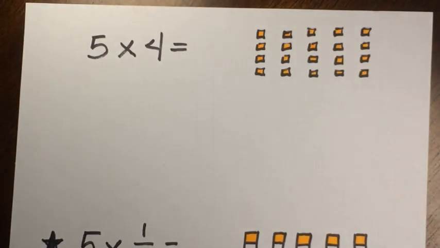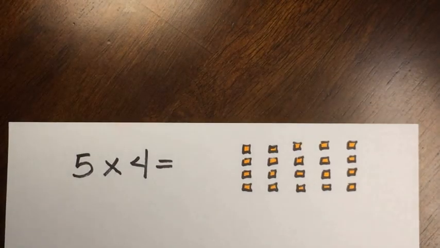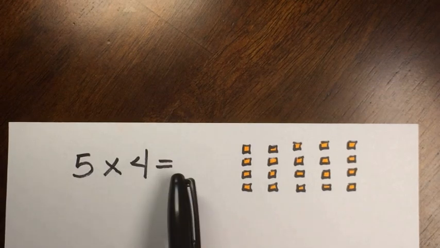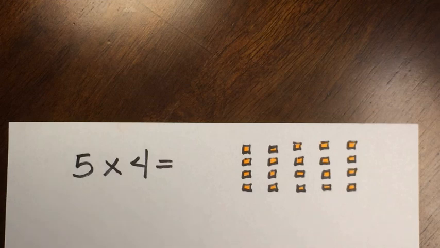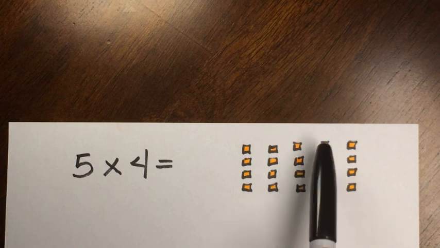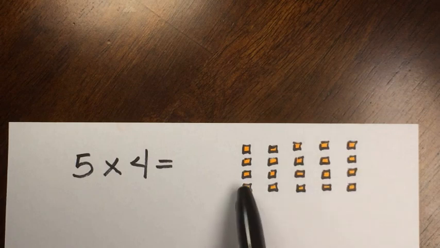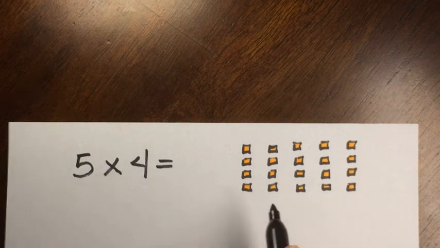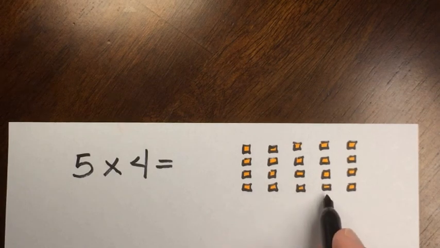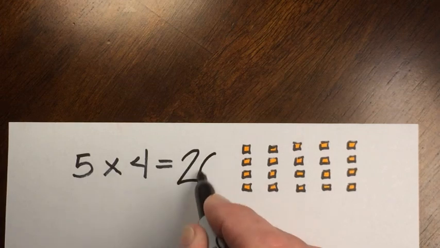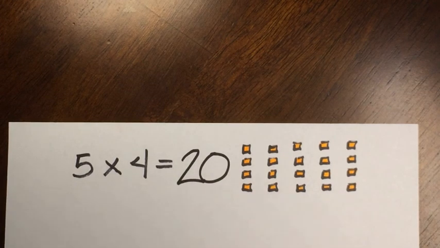We already know, so I know here that this means 5 groups of 4 makes some amount. Well, I have my groups of 4. 1, 2, 3, 4, 5. I have 5 groups of 4 each. So I simply have to count those and find out what the total is. I can count by 4s, 4, 8, 12, 16, 20, or I can count them individually. But the answer would be 20. Okay? So 5 times 4 is 20.